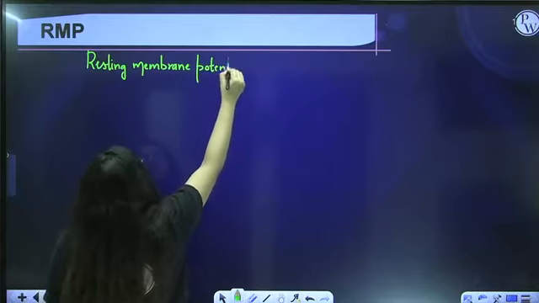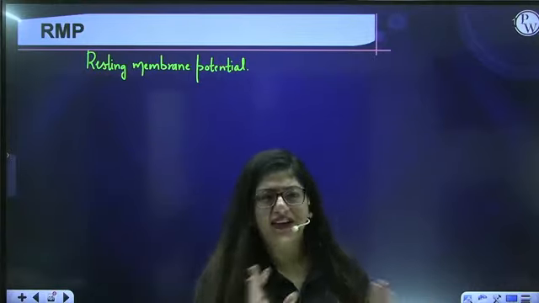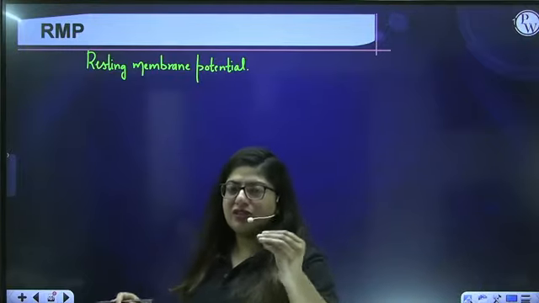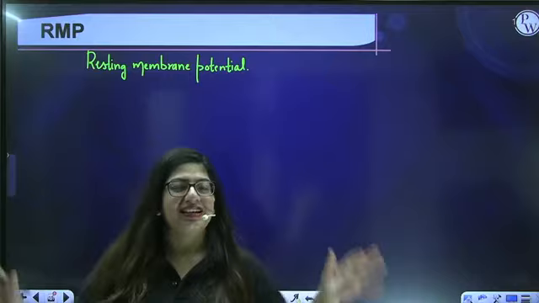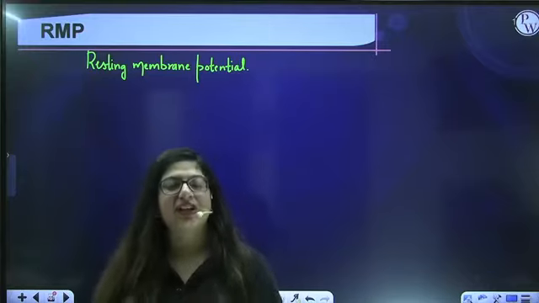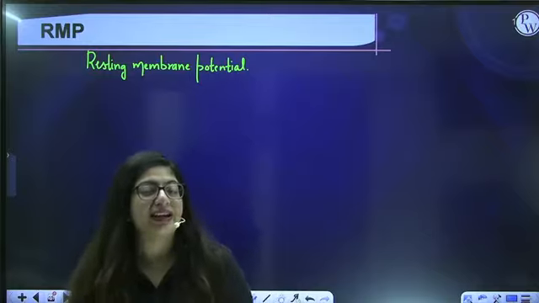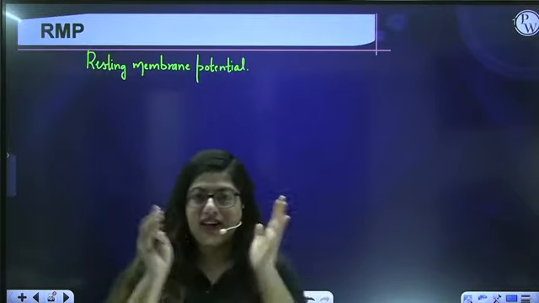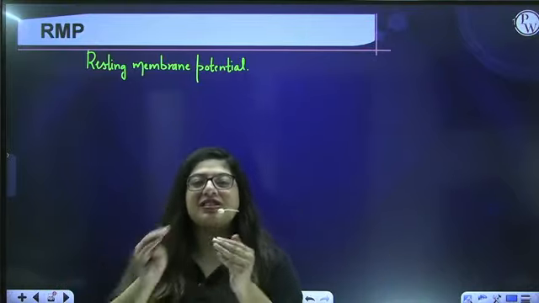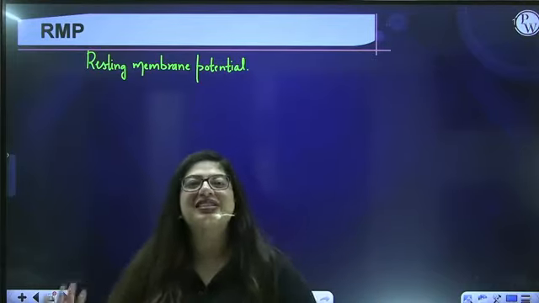Now what is this? Whenever our neuron is resting, no stimulus has arisen, and it is not generating any impulse, the situation in which the neuron is sitting silently doing nothing is known as resting membrane potential. And you must have thought, ma'am, but that's a potential. Very true. The resting membrane potential is the potential of your nerve membrane when it is at resting state. Again, RMP is the potential difference across the cell membrane of the neuron when it is doing nothing, when it is just resting, right?